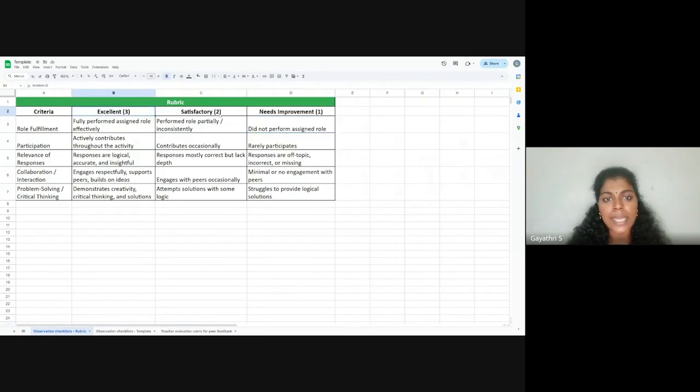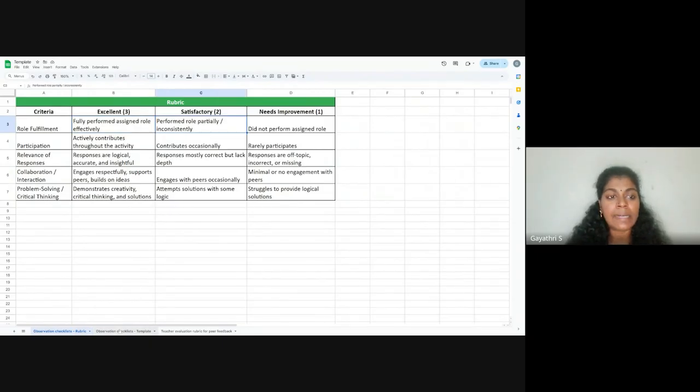Excellent gets 3 points, satisfactory gets 2 points, and needs improvement gets 1 point, right? So you have certain criteria: whether they're able to fulfill the role, how they are participating, how their responses are, are they interacting, collaborating, how their problem-solving skills are. So you have what you have to look under each and every criteria and the rubric.